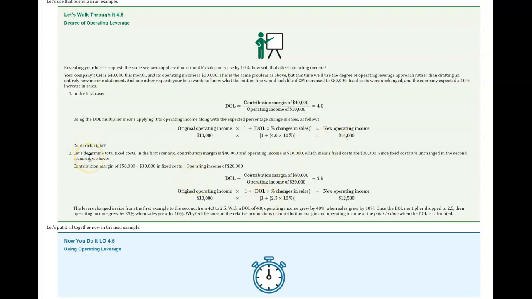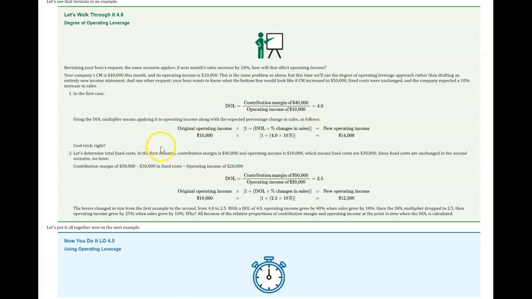So now here's another situation. Let's determine the total fixed costs. In the first scenario, the contribution margin was 40,000 and operating income was 10,000, which means there were 30,000 of fixed costs in here. Since fixed costs are unchanged in the second scenario, now they've got a contribution margin of 50,000 minus 30,000 in fixed costs, which gives us operating income of 20,000. That makes a big difference.